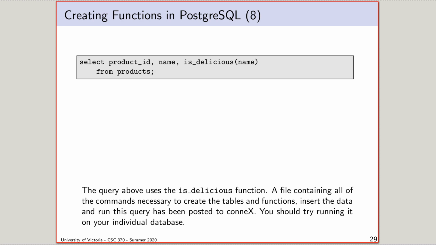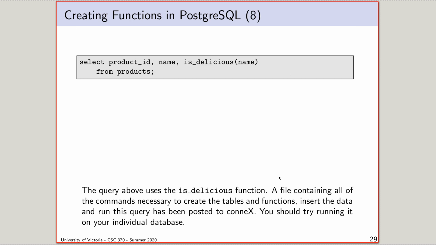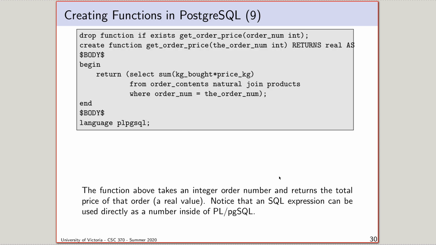Here's an example of a query that uses our isDelicious function. Once I've run this create function statement, the function becomes available for my use, and I can then call it like I would call any other function in the select statement. And there it is. I'll have a separate video where I go through this and show the progression of what DBeaver actually does when you run statements like this.